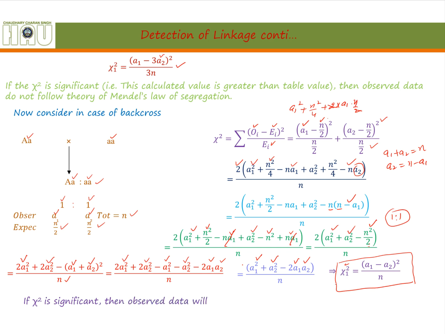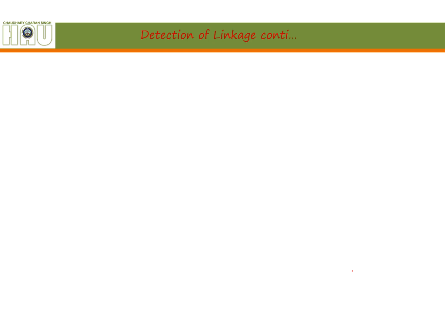So if this chi-square at 1 degree of freedom is significant, then the observed data will not follow the theory. Now, we will talk about the case if we have two phenotype classes.